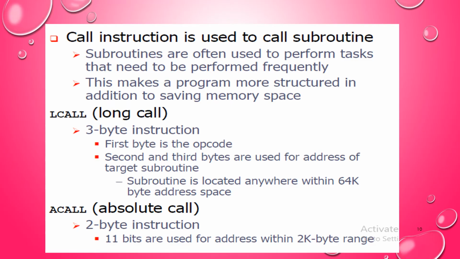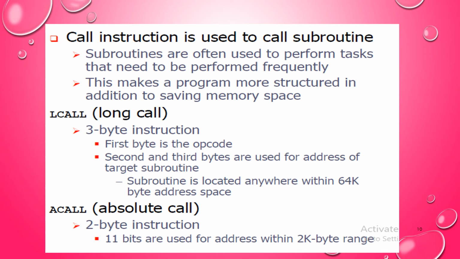Call instruction is used to call a subroutine. Now this is the next thing. Subroutines are often used to perform tasks that need to be performed frequently, no doubt. This makes a program more structured in addition to saving memory space. See, in case of jump, a small number of instructions, maybe 1 or 2 or 3 instructions, are to be repeated. If a complete set of instructions can be used as an equivalent to a function or a kind of subroutine, then you can go for the call instruction.